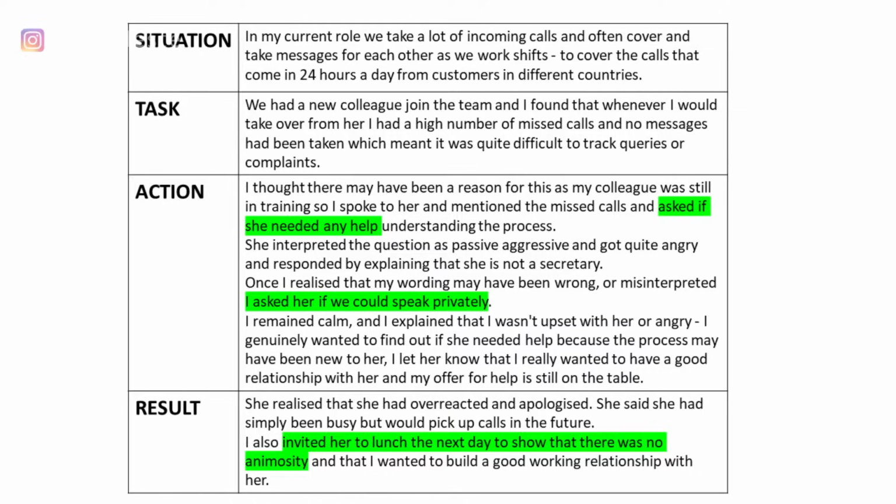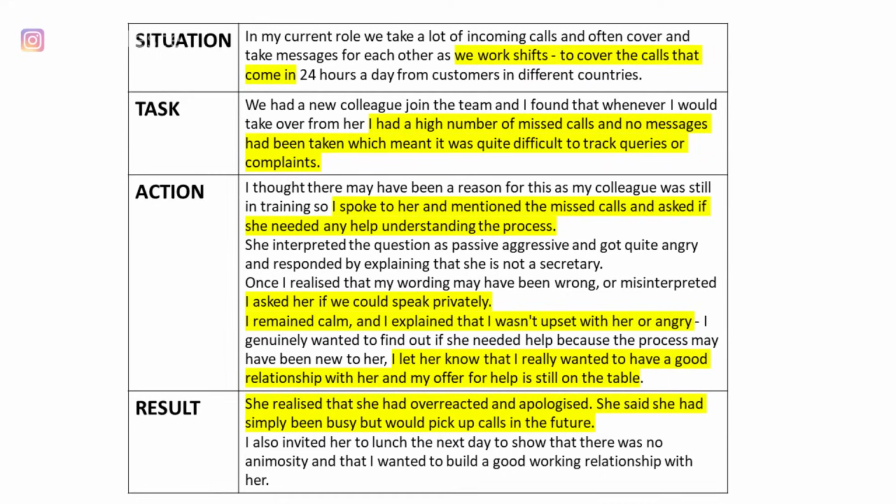So a nice touch with this answer is the offer to go to lunch, because it would show that you are trying to build a working relationship by extending an offer to connect outside of that situation. And these here are the areas where it fits the STAR method.